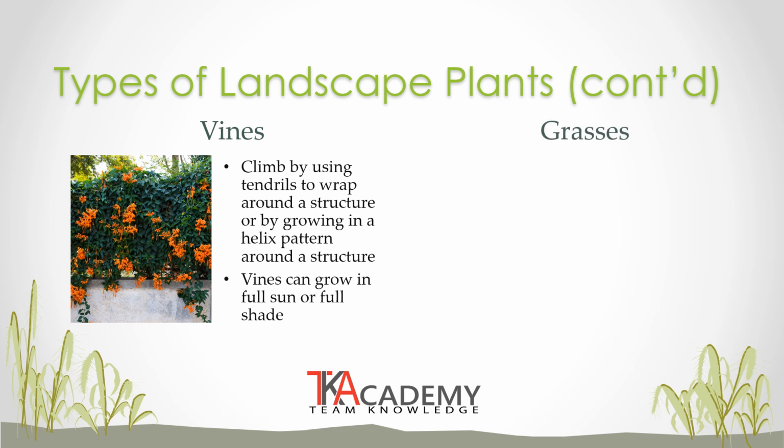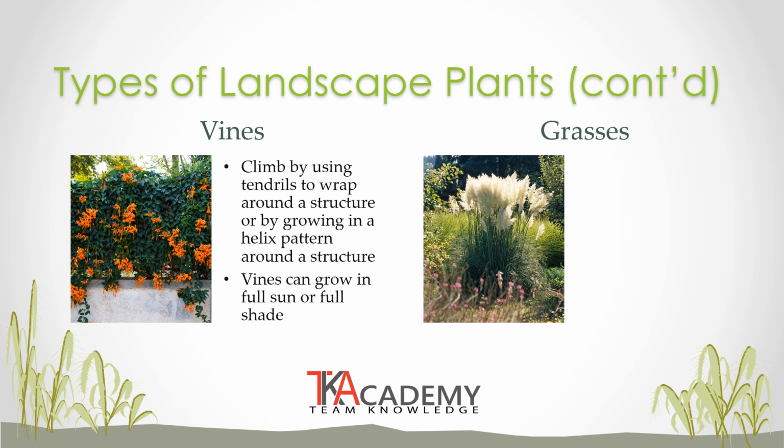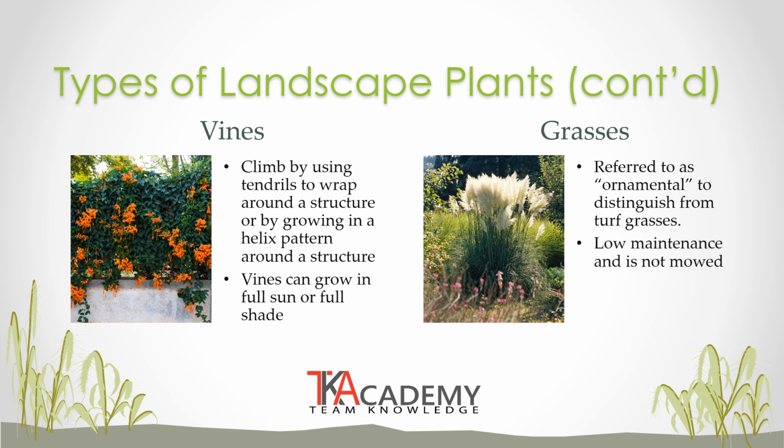Often referred to as ornamental grasses to distinguish them from turf grass species, grasses make excellent visual accents and add texture to a planting area. Unlike turf grass, ornamental grasses are meant to be grown and not to be mowed. In fact, ornamental grasses are very low maintenance landscaping plants.